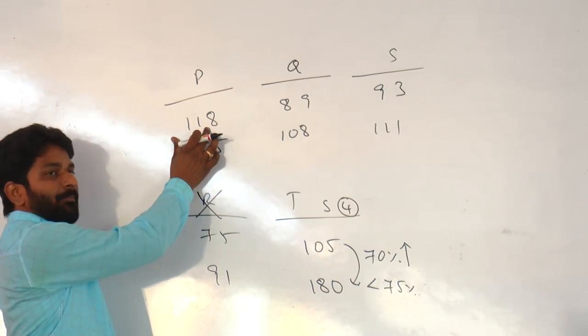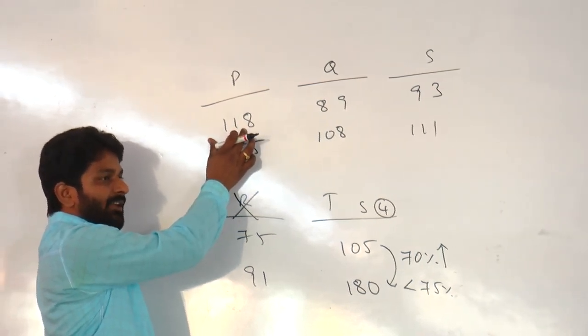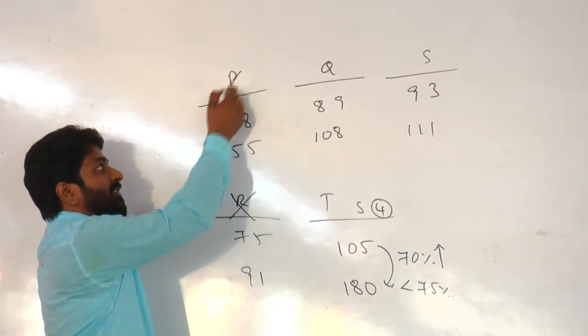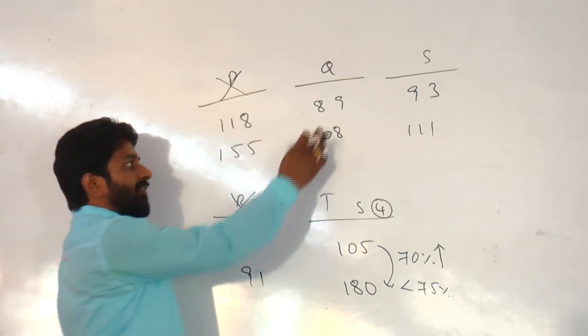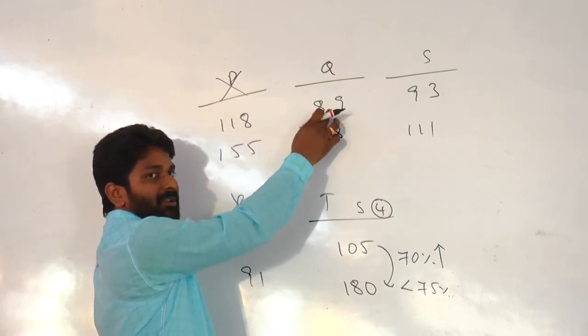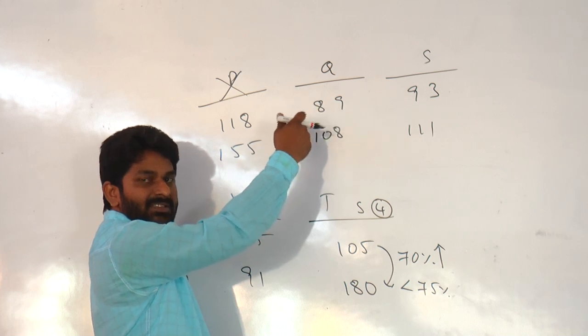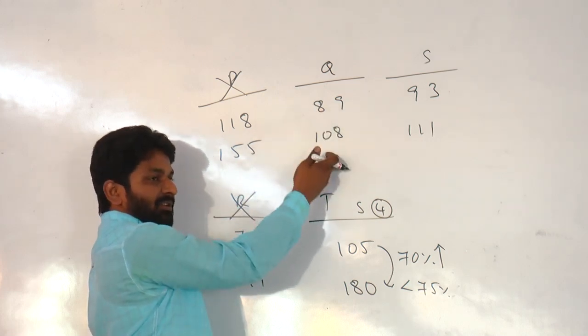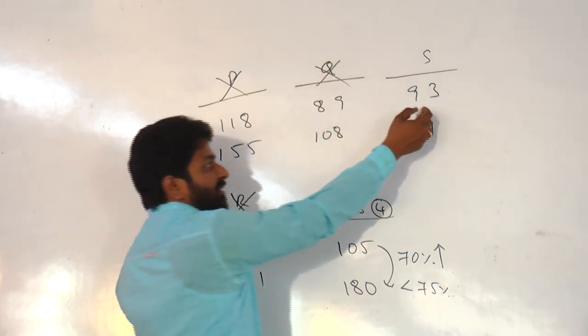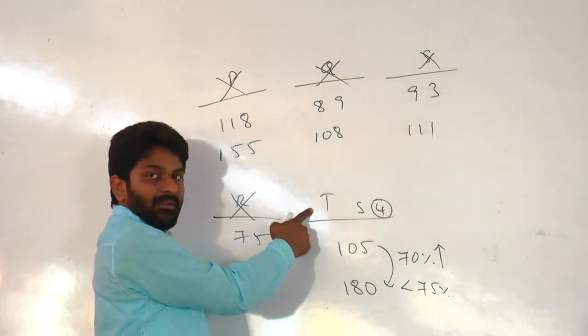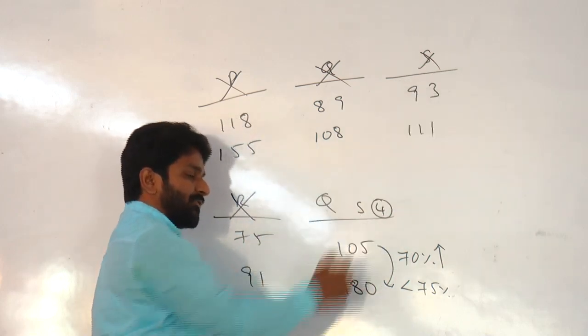10% of this number is 11.8. 70% will be definitely 80 and you don't have 80 increase. This cannot be my answer. 70% of this, 10% is 8.9, near about 9. 70%, 7, 9, 63. So we don't have increase here. So this also cannot be your answer. Town Q, season 4 is my answer.